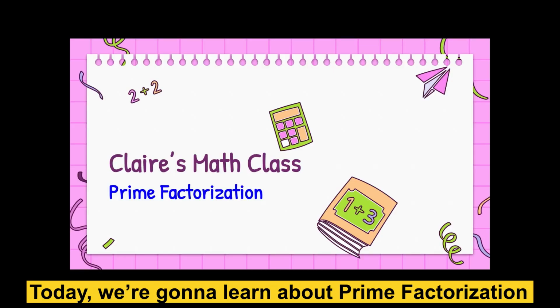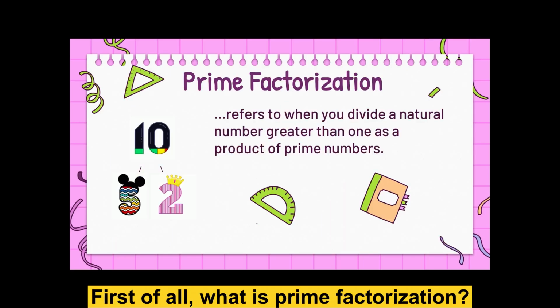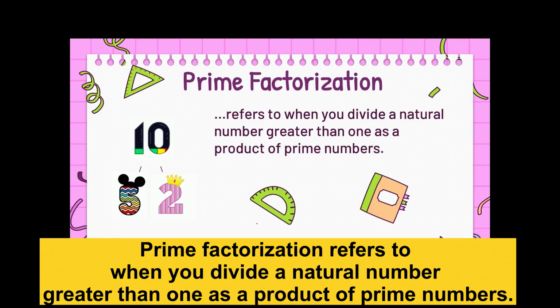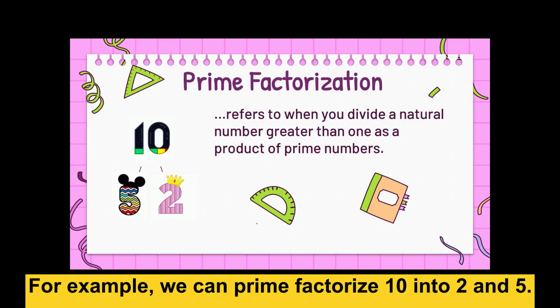Today we're going to learn about prime factorization. First of all, what is prime factorization? Prime factorization refers to when you write a natural number greater than 1 as a product of prime numbers. For example, we can prime factorize 10 into 2 and 5.